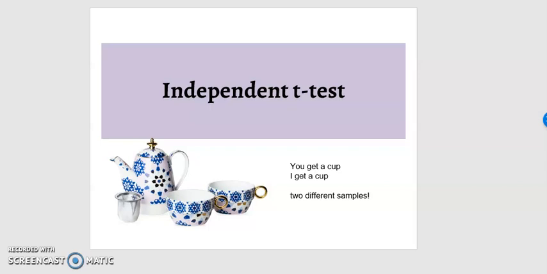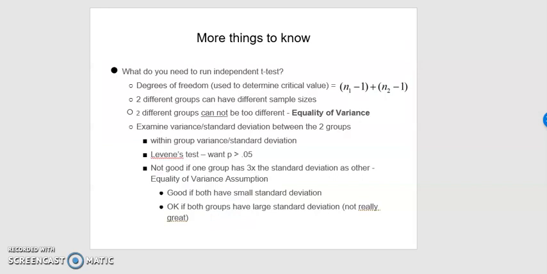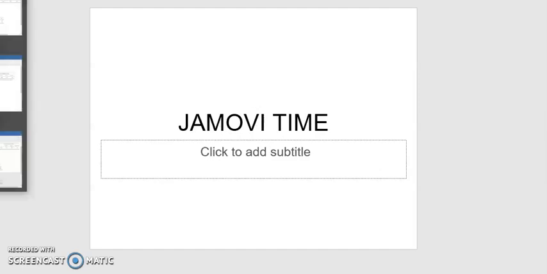Independent T: I get a cup, you get a cup, 2 different samples. One thing you're going to have to be concerned about when you have 2 different samples is equality of variance. You're also going to have different degrees of freedom. It's going to be n minus 1 for your sample 1, and then n minus 1 for your sample 2, or the total number of people minus 2, and they don't have to be equal sample sizes. When we look for equality of variance, we're going to do the Levene's test in Jamovi. And so let's go ahead and move into Jamovi for your independent t-test.